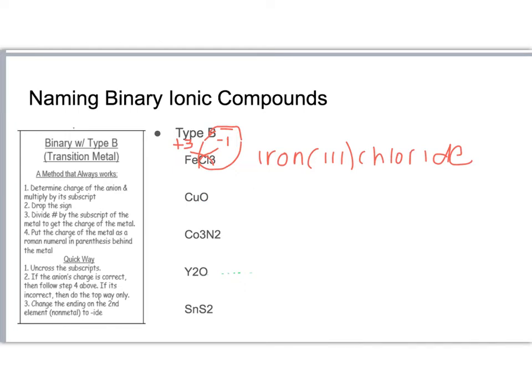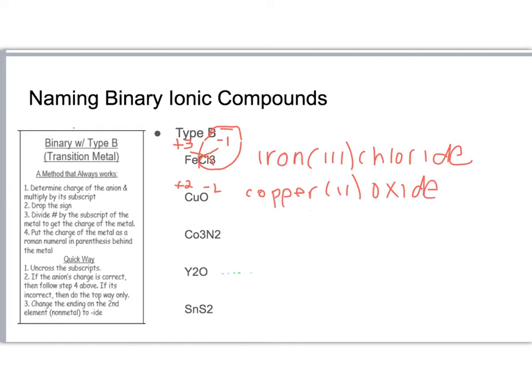Instead, we would go back to the method that always works, which would be finding out the charge of the nonmetal, which in this case is oxygen, -2, knowing they're in a 1-to-1 relationship, then knowing that copper would have to be a +2 to cancel out that -2, and thus we have copper 2 oxide.